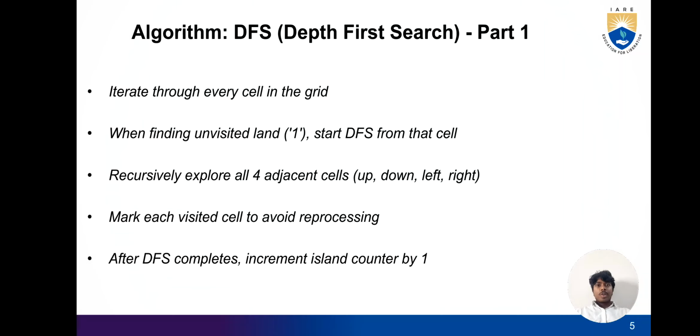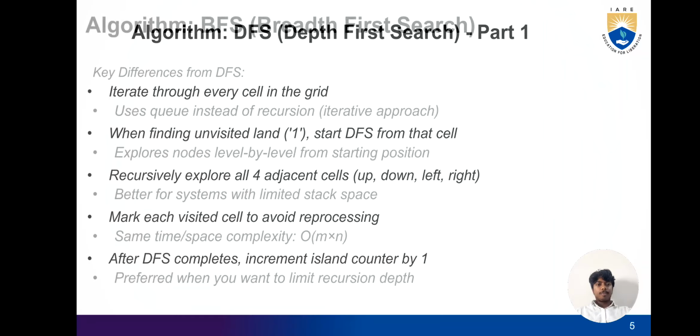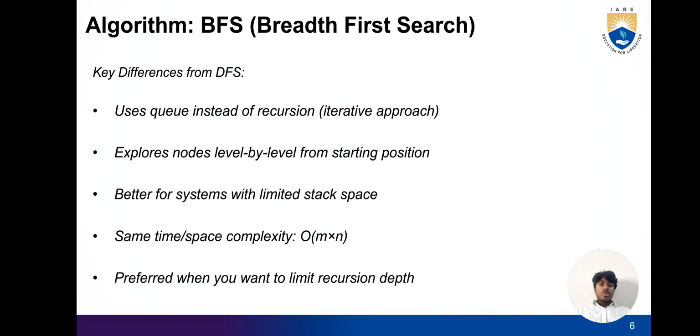The common mistakes that often cause incorrect solutions in the number of islands problem include: not handling grid boundaries properly, ignoring visited cells, considering diagonal connections, mutating the input incorrectly or not at all, and wrong direction traversal. Then we move on to the BFS algorithm, which is breadth first search.